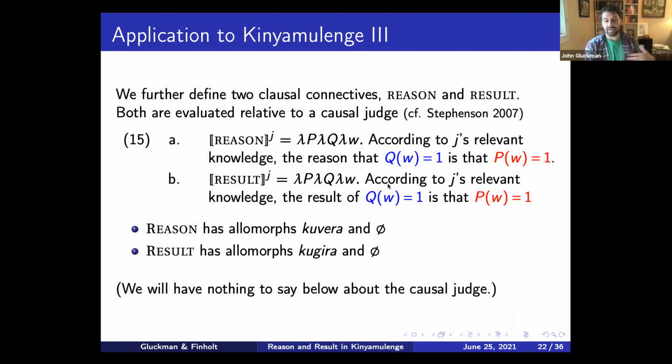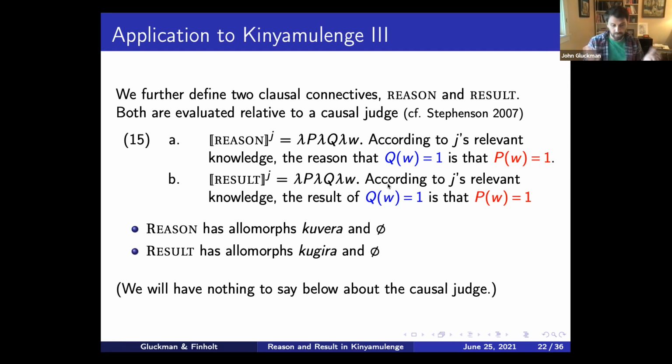We'll further define two causal connectives, so reason and result. Both of these will be evaluated relative to a causal judge. So reason takes two propositions and it evaluates them relative to this causal judge J, and it just says, according to the causal judge's relevant knowledge, the reason that the main clause is true is that the adverbial clause is true. Okay. And result does just the opposite thing. So it's going to take two propositions, and it says that according to the causal judge's relevant knowledge, the result of the main clause being true is that the adverbial clause is true.